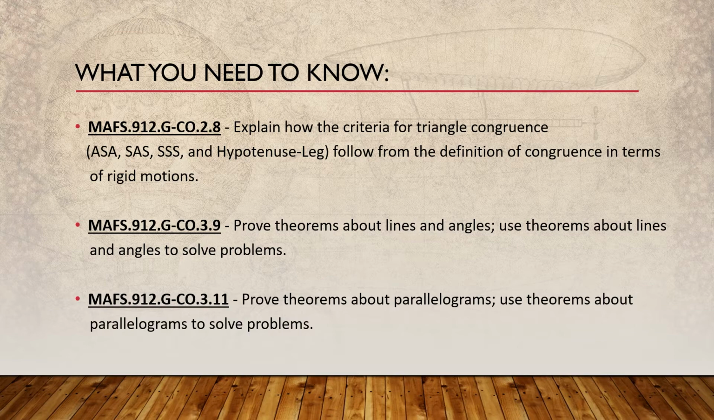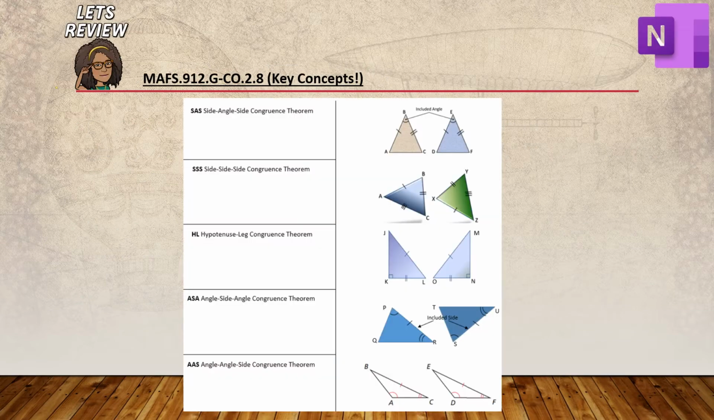The second standard that we'll be going over is G.CO.39, which talks about theorems regarding lines and angles to solve problems. And the last standard, G.CO.311, which talks about proving theorems about parallelograms and using those theorems about parallelograms to solve problems.